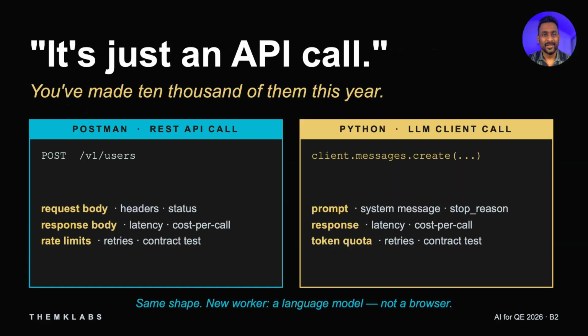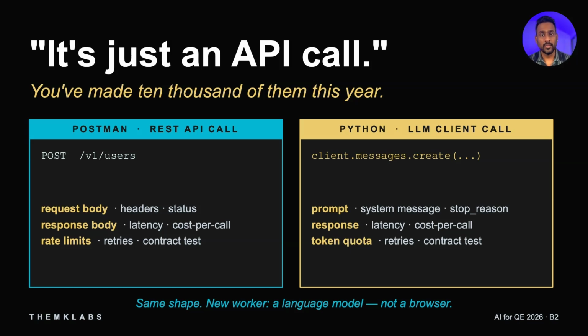Yeah, let's go. All right, so here's a line I hear from QE folks all the time. It's just an API call. And honestly, you're right. You've probably made tens of thousands of them this year already. So look at the 2 panels. On the left, a plain REST API call, and on the right you have a Python LLM client call. Imagine that's the LLM call that you're making into any models like GPT or Claude Opus, and so on. On the right, an LLM call is in Python. A prompt, system message, response, latency, and retries. You can see all of those within.